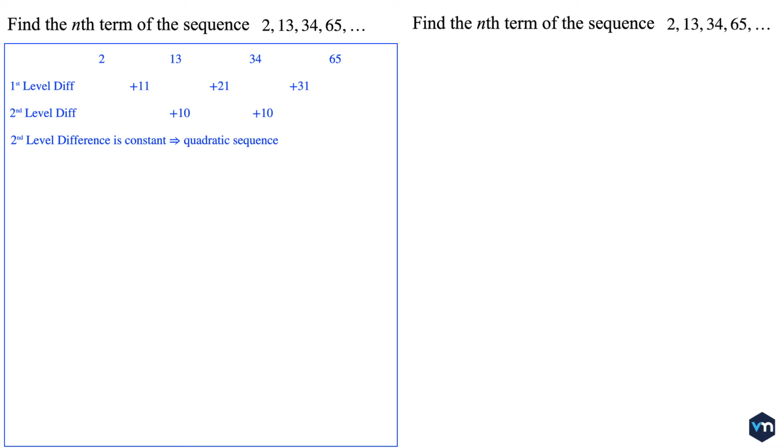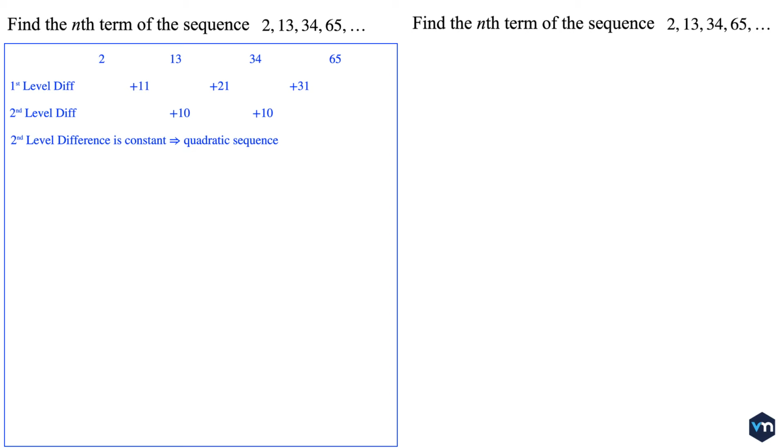So in this question we have a side-by-side comparison of two methods of obtaining the nth term formula for the same quadratic sequence. In the first method we look at the first level difference, which is 11, 21, 31, and of course this is not constant. So we go to the second level difference, which is plus 10, and this is constant, so we do indeed have a quadratic sequence.